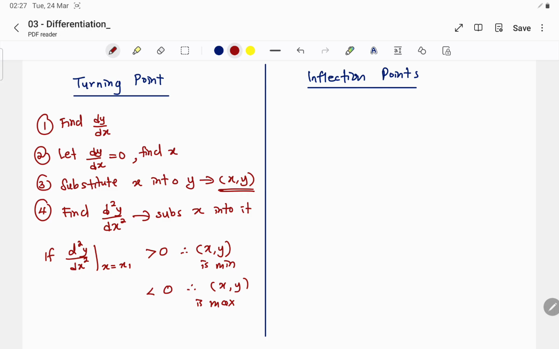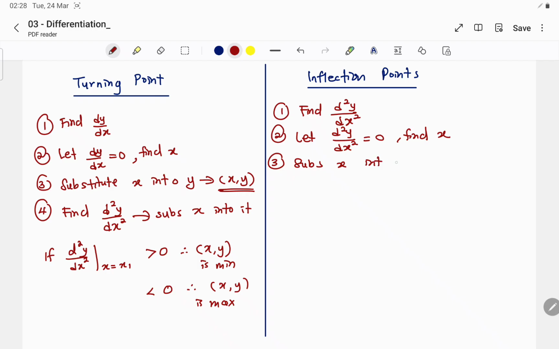Okay, now we will go through the inflection point. So for inflection point, the first step is almost similar. It's just that here you have to find straight away d square y dx square, or differentiate 2 times. After you differentiate 2 times, you let it become equal to 0, and then find x. After you find x, substitute x into y, and then you will get a point x, y.